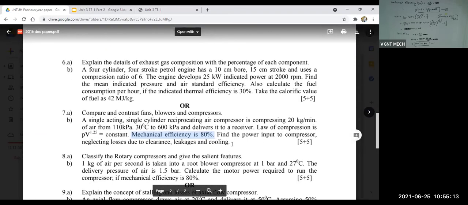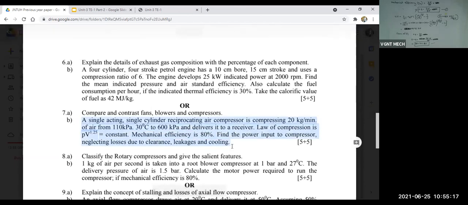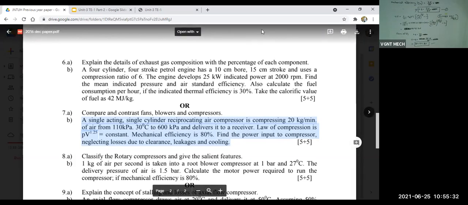Okay, so this is the answer for question number 7B. In this way, question 7B will be solved. This is a very simple question. You just have to put in the formulas and you will get the answer. But here the only difference is the formula of mechanical efficiency.